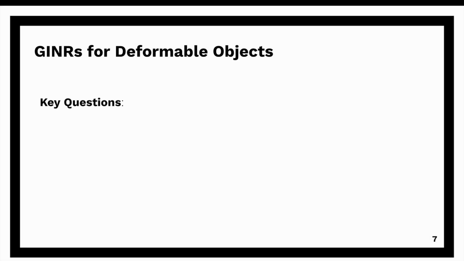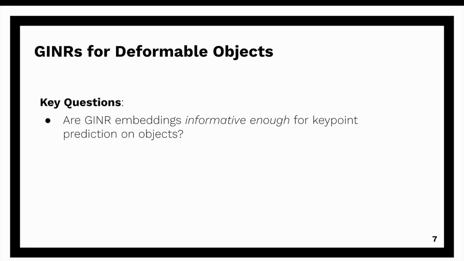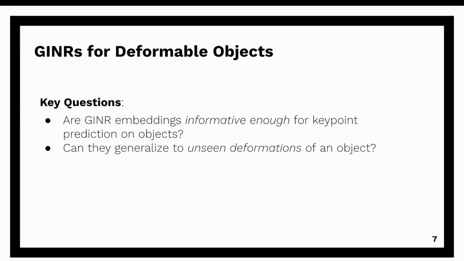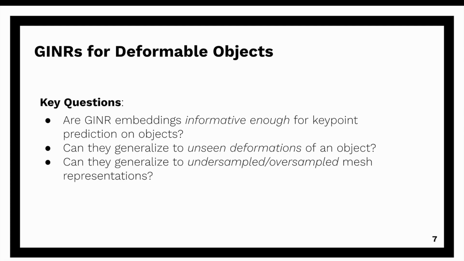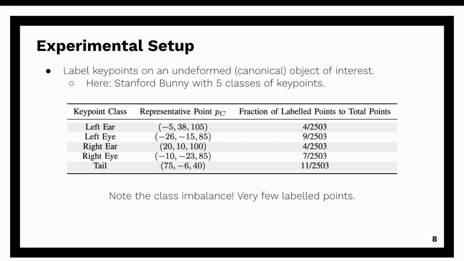Our project seeks to answer the following key questions. Are GNR embeddings informative enough for key point prediction on objects? Can they generalize to unseen deformations of an object? And finally, can they generalize to undersampled/oversampled mesh representations? Our experimental setup consists of manually labeling key points on an undeformed or canonical object of interest. Here, we choose the Stanford bunny with 5 classes of key points. Note that the number of labeled key points is much lesser than the number of total points in the mesh.